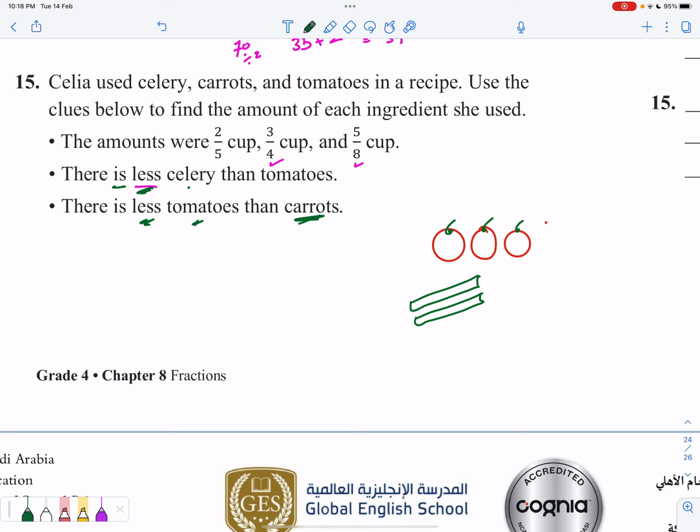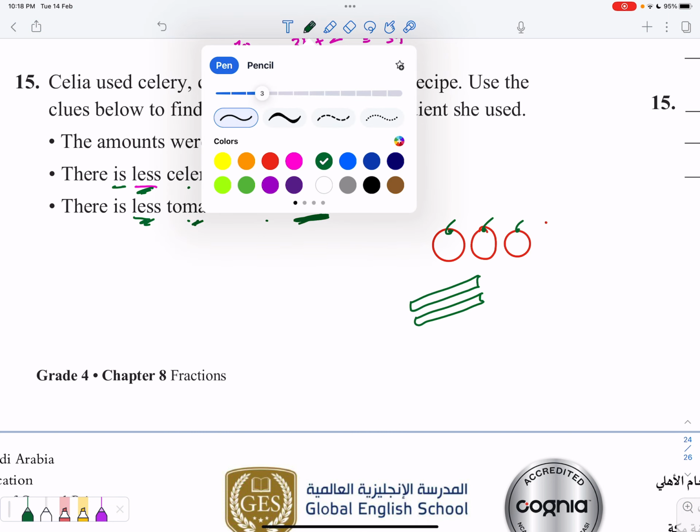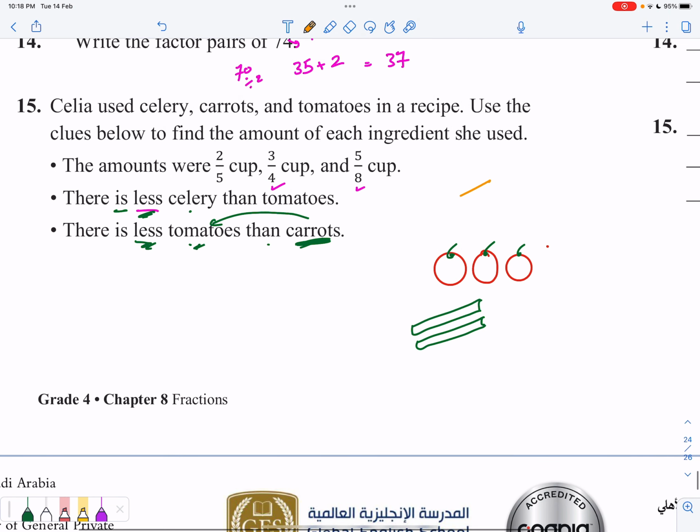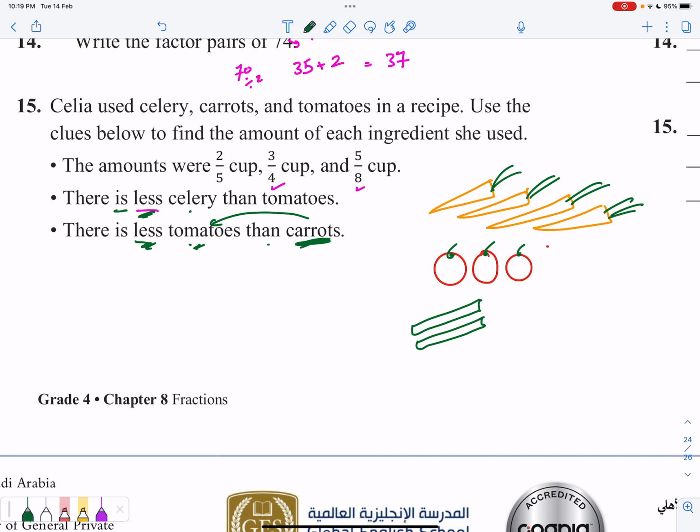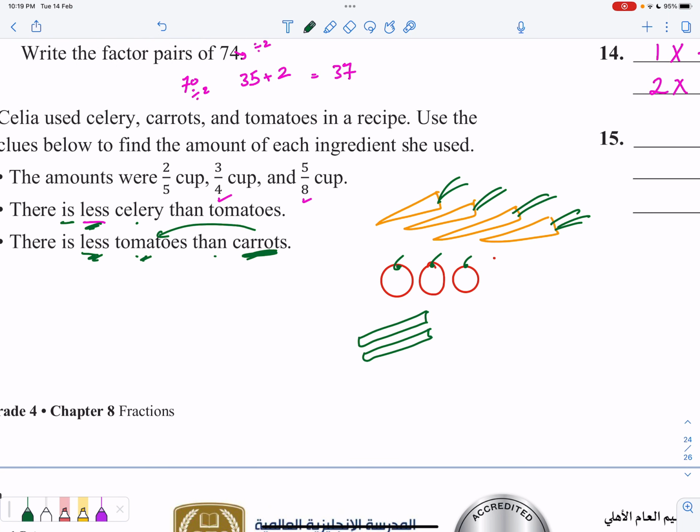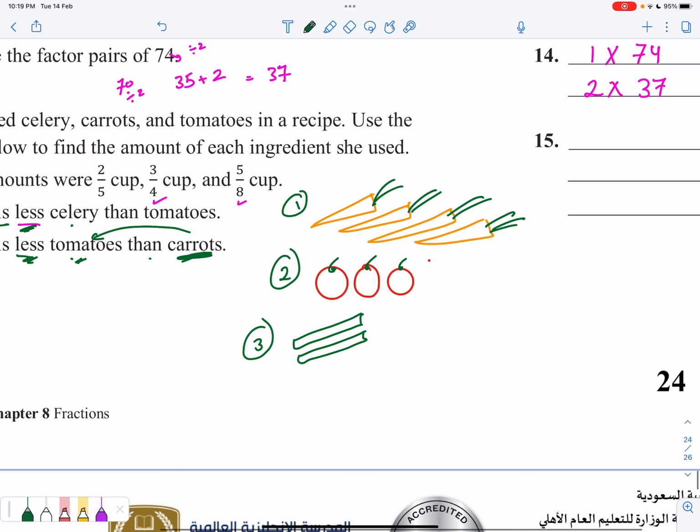And also there is less tomatoes than carrots. So this means the carrots are more than the tomatoes. Let's draw the carrots. Here maybe we have 4 carrots. Let's make them fancier. So the greatest amount is for the carrots, then the tomatoes, and the least amount is for the celery.